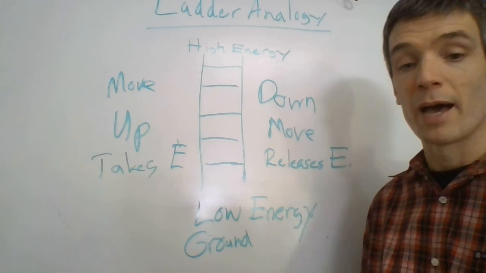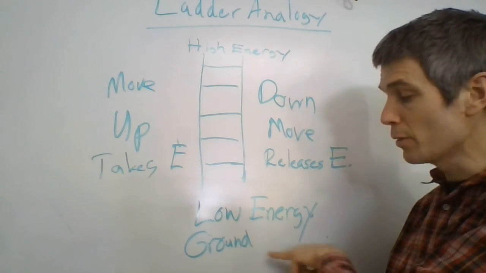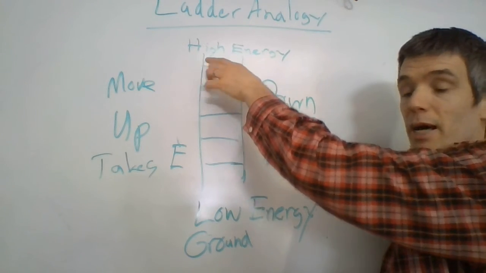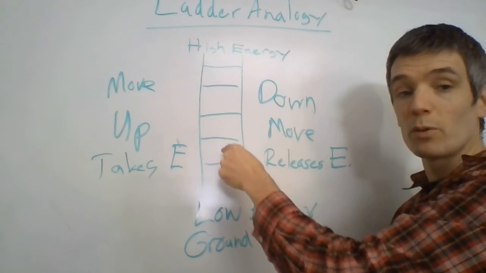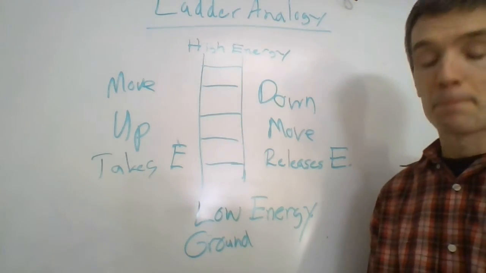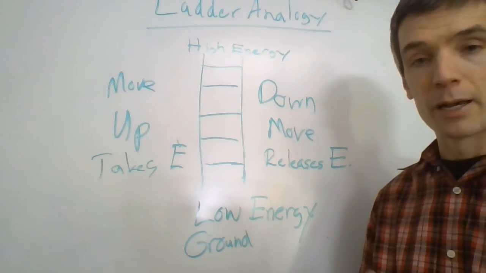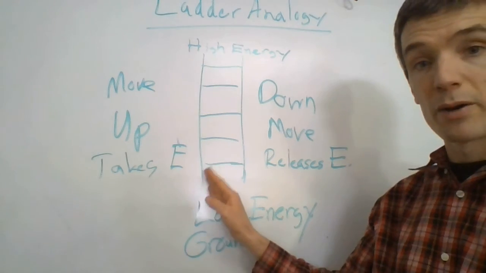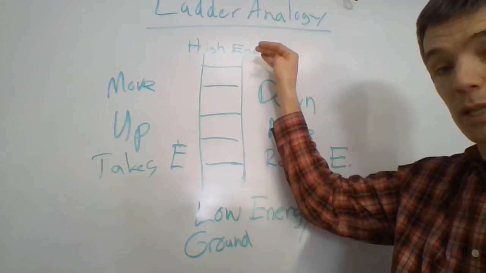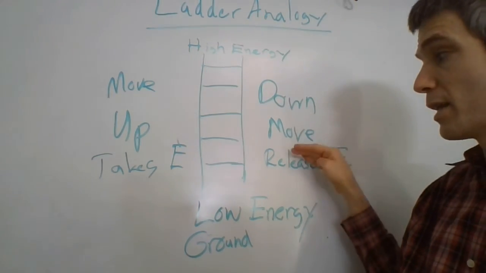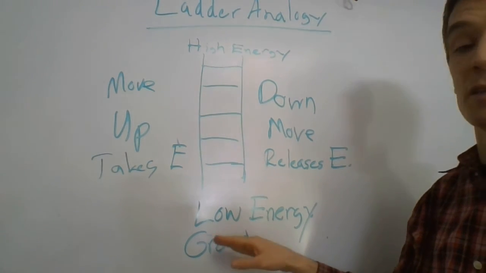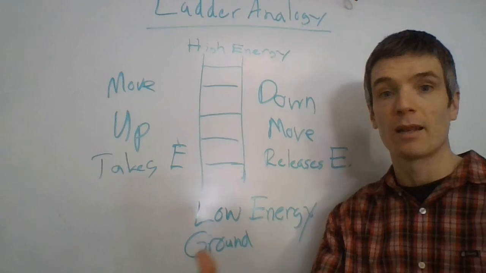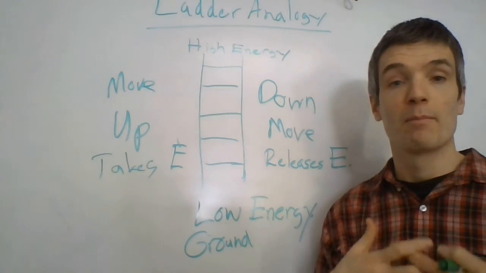So just to go over that, a ladder analogy. The ground is the nucleus, the ladder is the electron cloud, the rungs are the orbitals or the energy levels. To move up takes energy, just like it requires energy to move up on a ladder. To move down, you release energy. And the gravity in this scenario is representing the attraction between the nucleus and the electrons, making it all work.